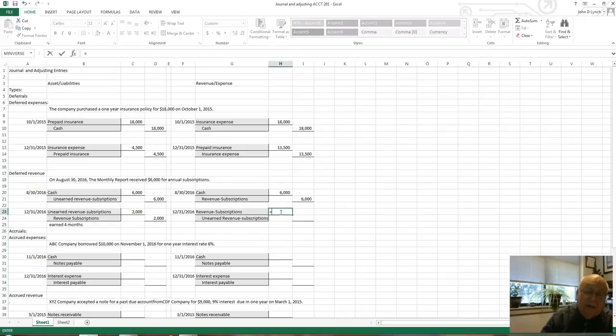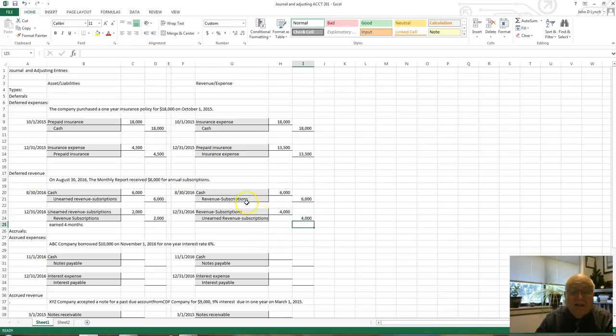Over here we want to do the same approach, but with a different question. We don't want to take it times how many months we've earned, it's how many months we have not earned. Since this started August 30th, or September 1st is when the month actually started, you have not earned 8 months of it, or $4,000.